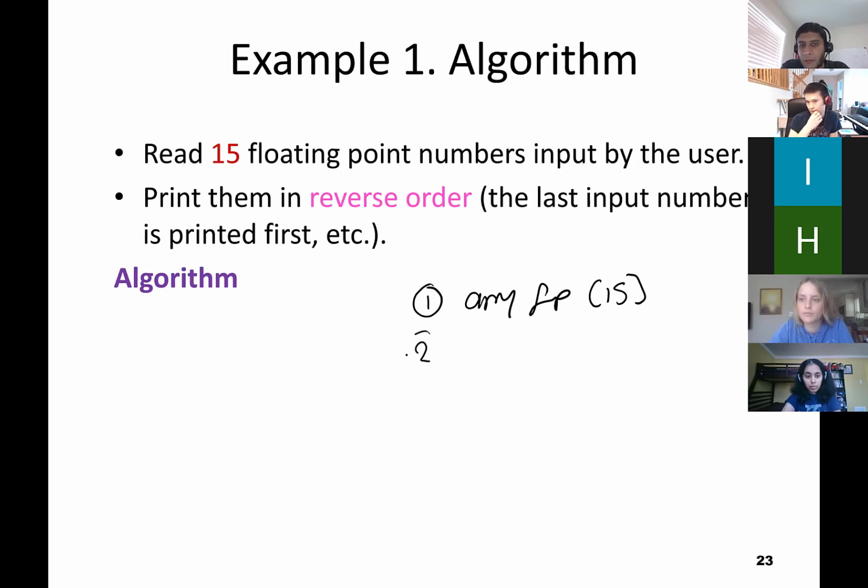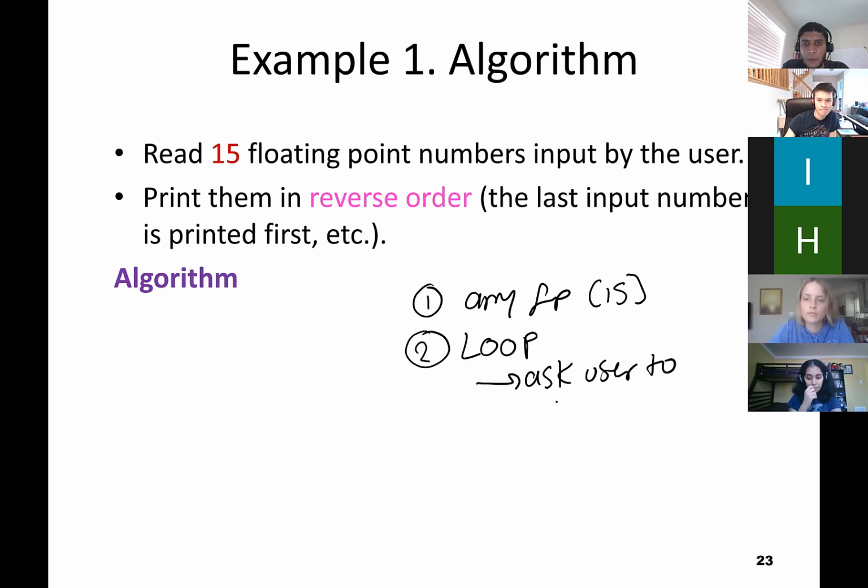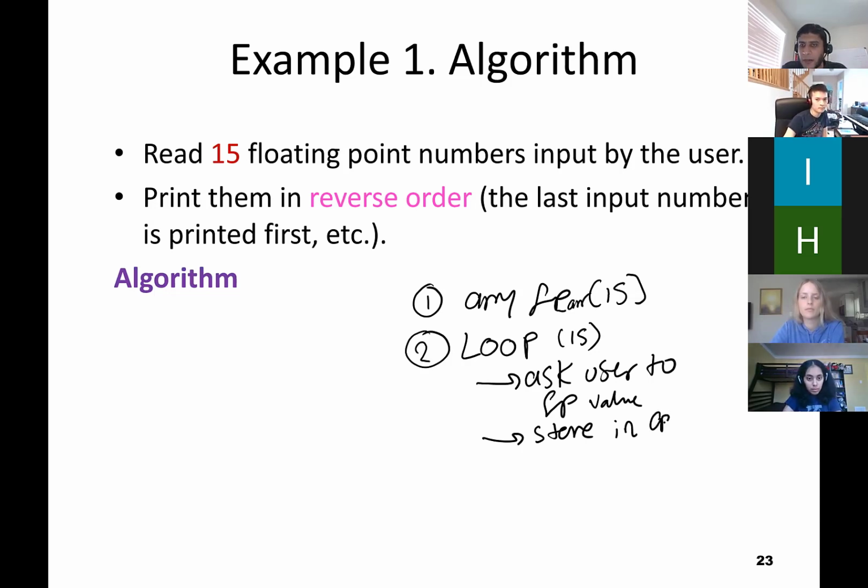Then, through a loop, you want to ask the user to input a floating point number, and this loop should be 15 iterations, right? Because you want to read 15 times. So you ask the user to input a floating point value, and store this value in the array. Let me call this fp_array. So you store this value in fp_array.